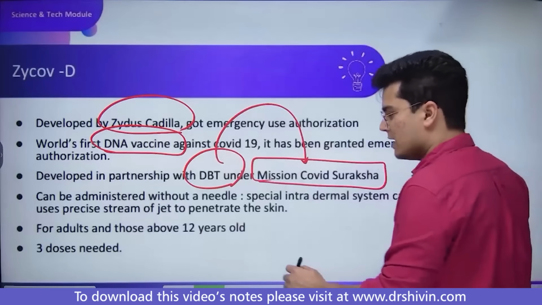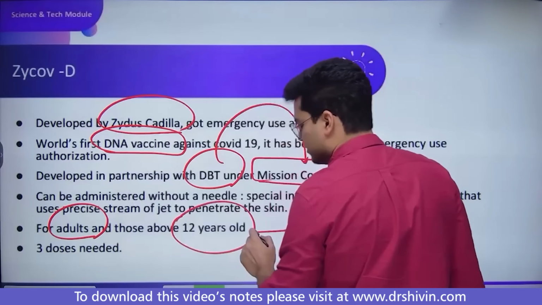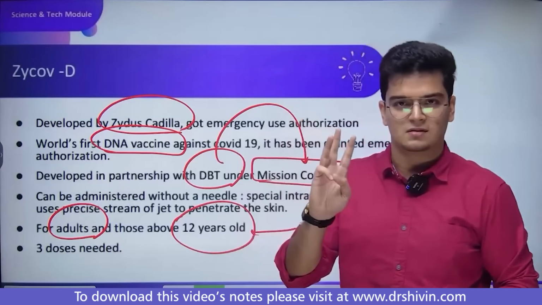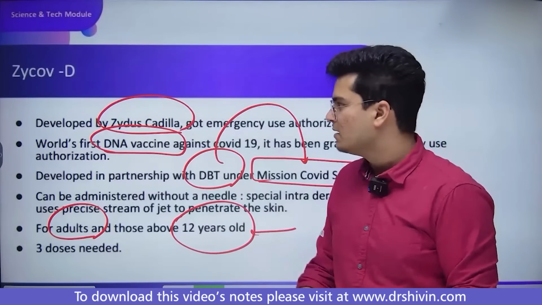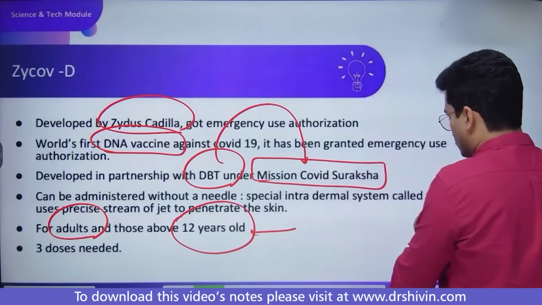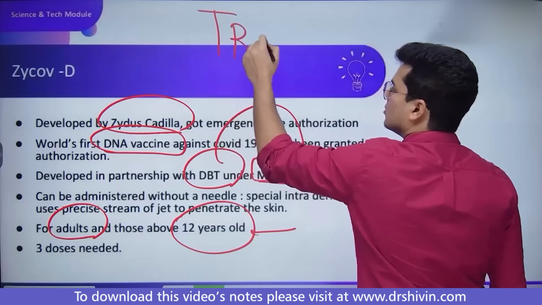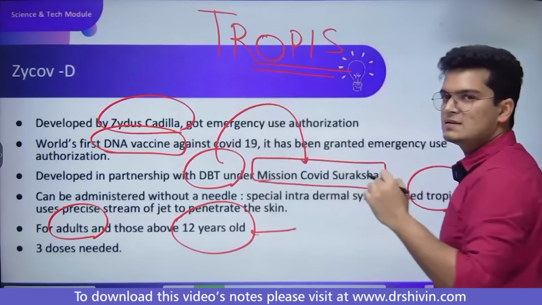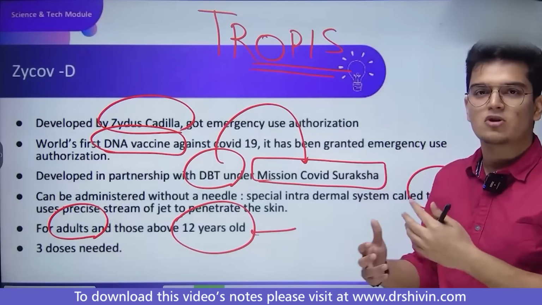This can be given to adults, and it can be given to those who are even 12 years old. This is the advantage. It needs 3 doses. Okay, 3 doses are needed to generate proper immunity. It has a new system called TROPIS. TROPIS is a system that allows the vaccine to be given without a needle.